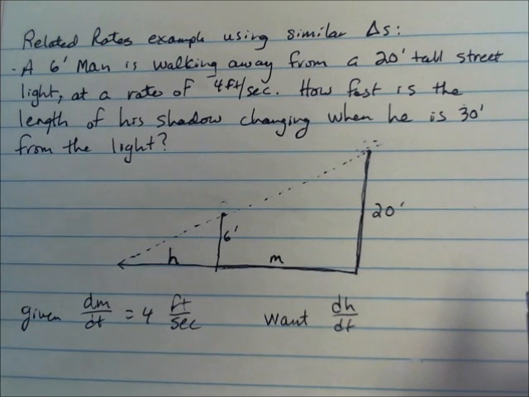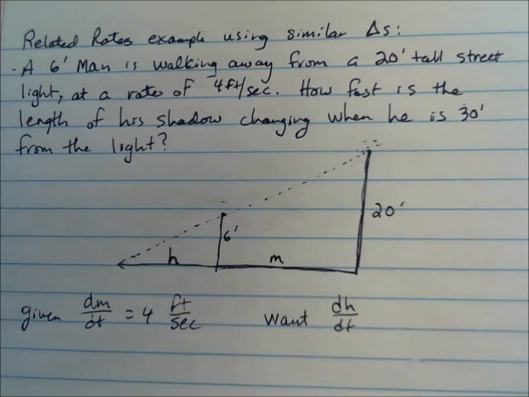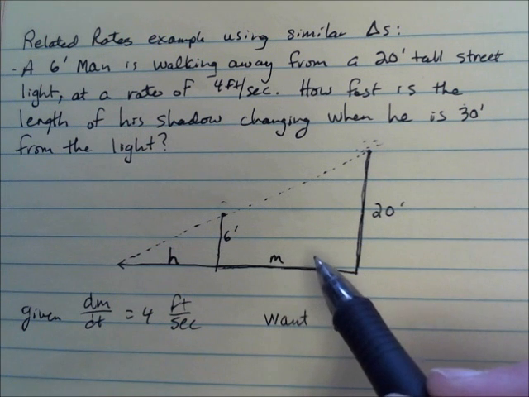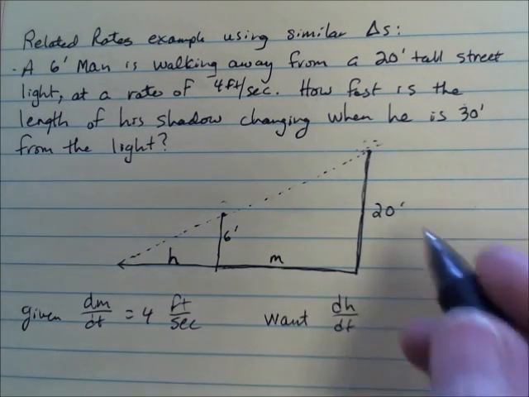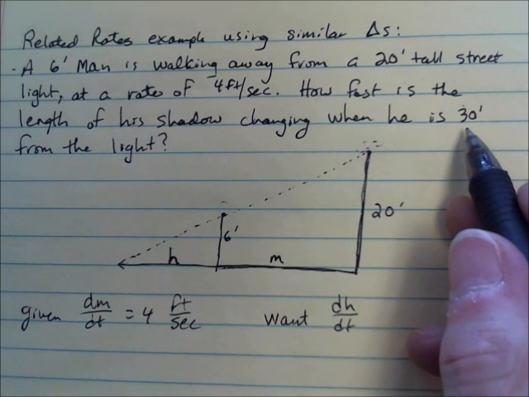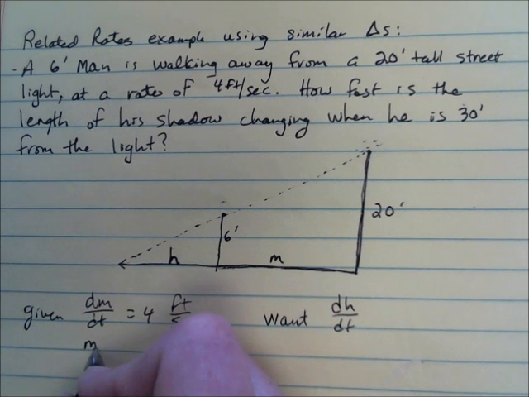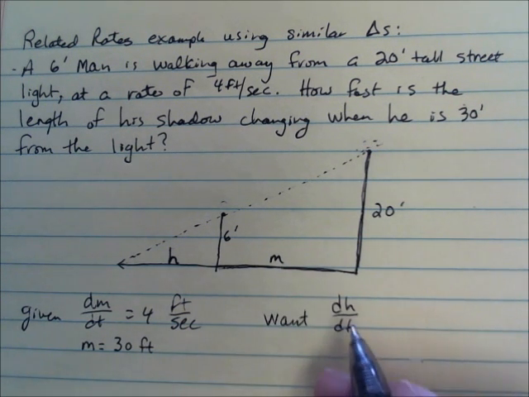Now what we want to do is figure out how the H variable and the M variable are related to each other so that we can take a derivative and plug in what we're given and what we want. So we're given the m value is 30. After we take the derivative, we'll plug those values in. So how are H and M related to each other?